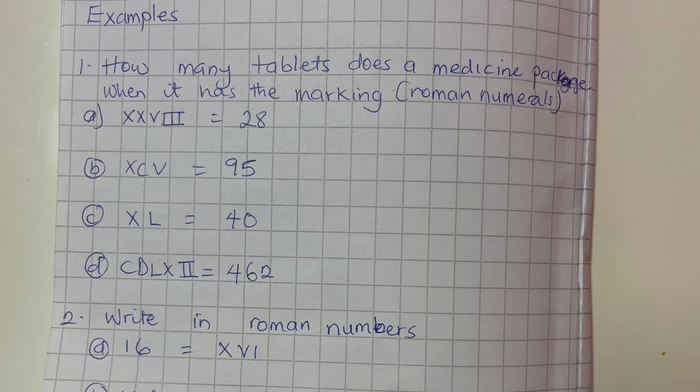I don't know, maybe you get what I'm saying, but what I'm trying to say is that X is coming before C. This means that we are subtracting 10 from 100, giving us 90. So XC is 90, and the V after it is 5, so that is 95. Basically, that is how we got that.